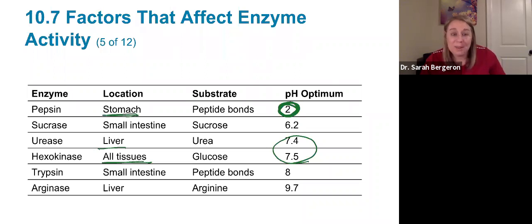Well, pepsin is an enzyme that works in that environment. And so it needs to be functional at very low pH. So if you raise the pH to 7, pepsin's not going to work. So each individual enzyme has its own optimal pH.